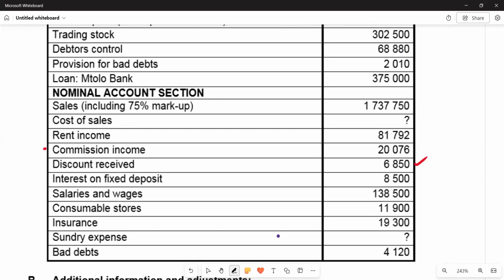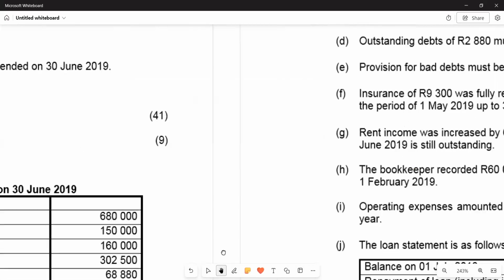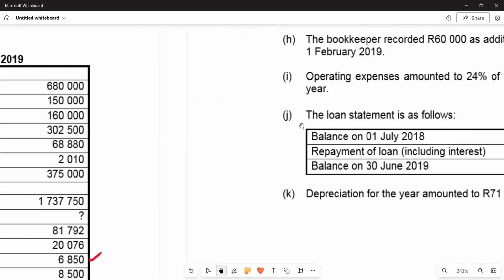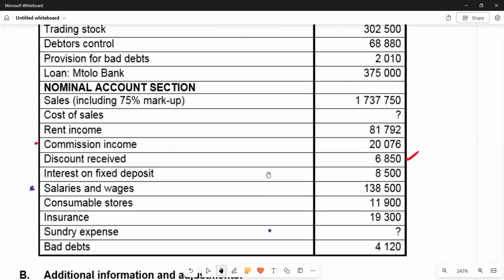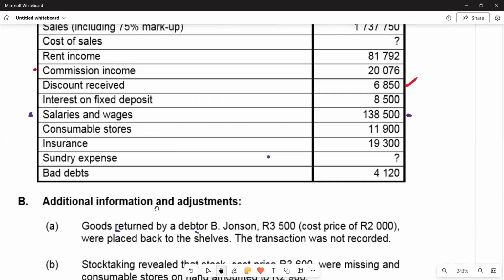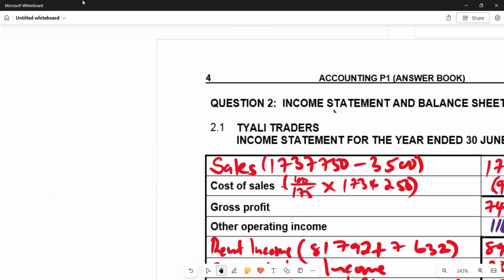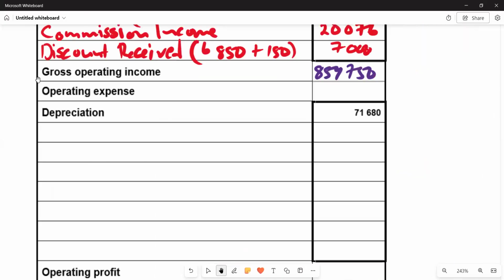We've got salaries and wages here, which is 138,500. But obviously, we need to go through the additional information to see if we've got anything that is affecting our salaries and wages. We go item by item again. But if you go through, you see that we have nothing that is affecting our salaries and wages. So we're going to pick it as it is, 138,500. So we go down. So we are seeing our salaries and wages.